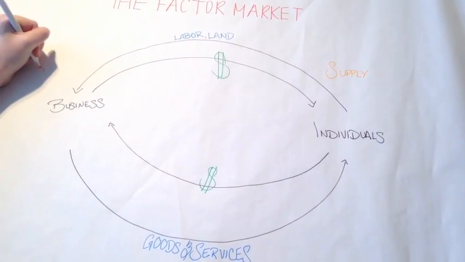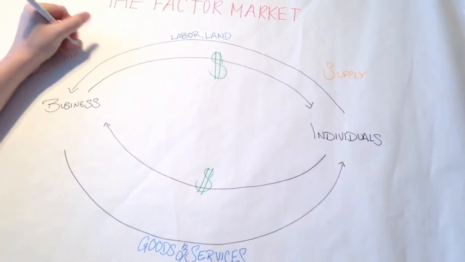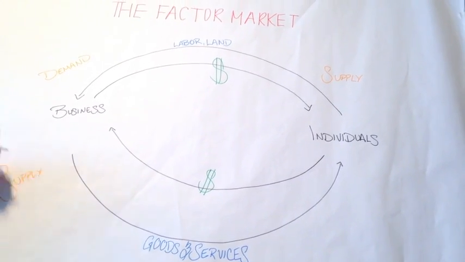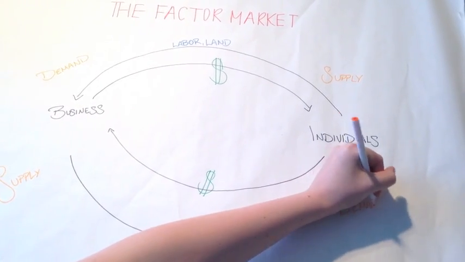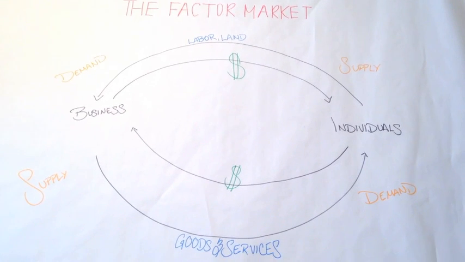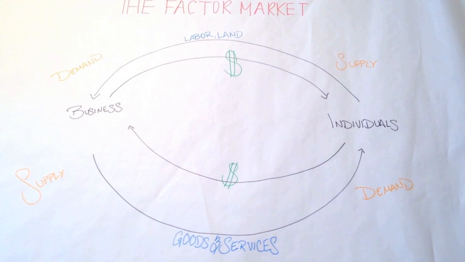In the factor market, the individuals are in supply and the businesses are in demand. However, in the product market, the businesses are the ones that are in supply and the individuals are the ones that have the demand. Those are the main differences between the two.